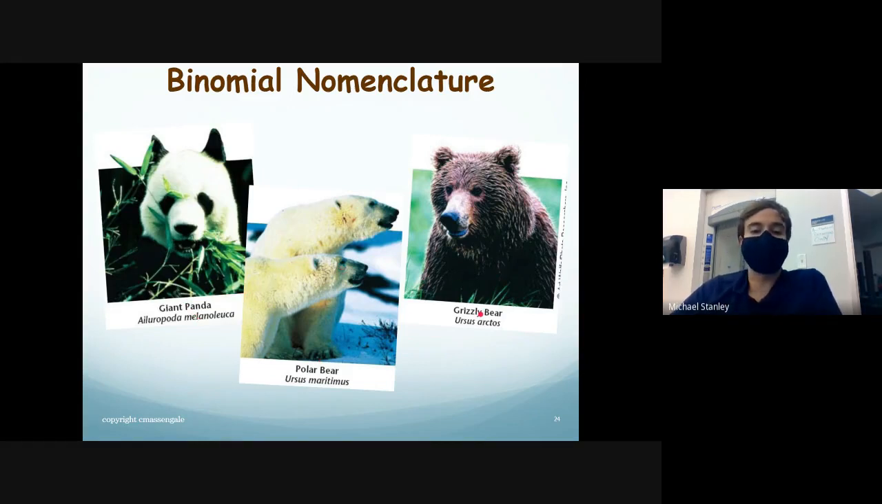And the polar bear and the grizzly bear are actually in the same genus. So these guys are all types of bear. They all fall under the bear category. But these guys are even more closely related to each other than they are to the panda bear. They're in the same genus. So they have the same genus name of Ursus. But then Ursus maritimus refers specifically to the polar bear, and Ursus arctos refers specifically to the grizzly bear.